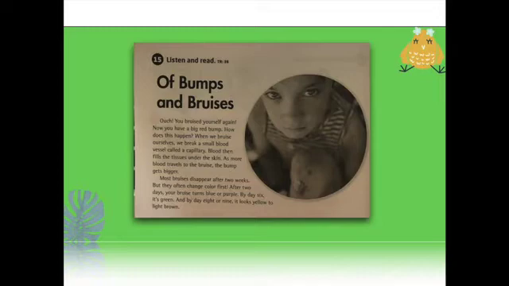Of bumps and bruises. Ouch! You bruised yourself again. Now you have a big red bump. How does this happen? When we bruise ourselves, we break a small blood vessel called a capillary. Blood then fills the tissues under the skin. As more blood travels to the bruise, the bump gets bigger.